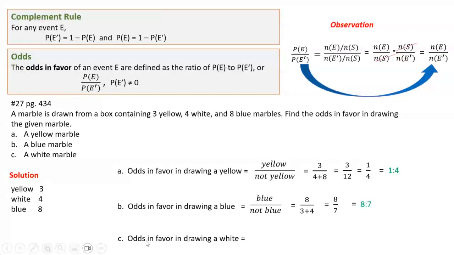For part C, odds in favor of drawing a white. This is going to be white over not white. This is going to be 4 white over 11 not white. So the odds will be 4 to 11. This is in green. That's the answer that they want.